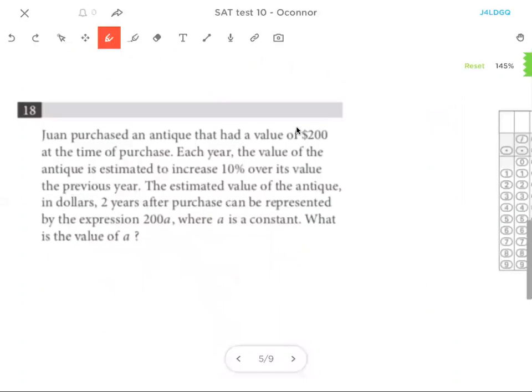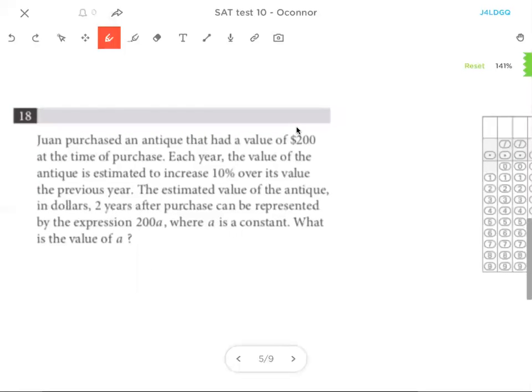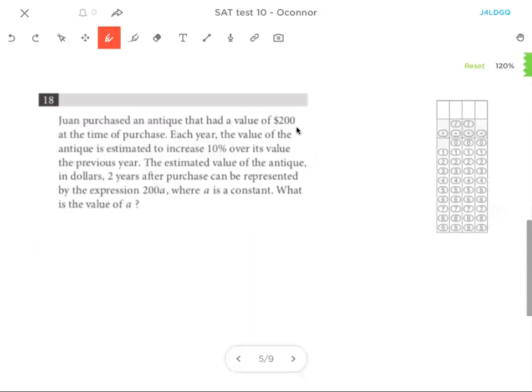All right, for the next one, Juan purchased an antique that had a value of $200 at the time of purchase. Each year, the value of the antique increased 10% over its value from the previous year. I thought this was one of the harder ones. We haven't talked much about this. We will later on in class, not today's class, but further down the school year.